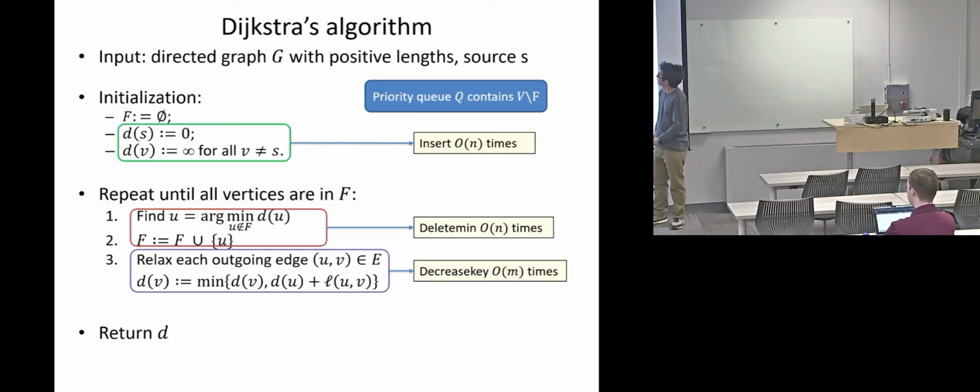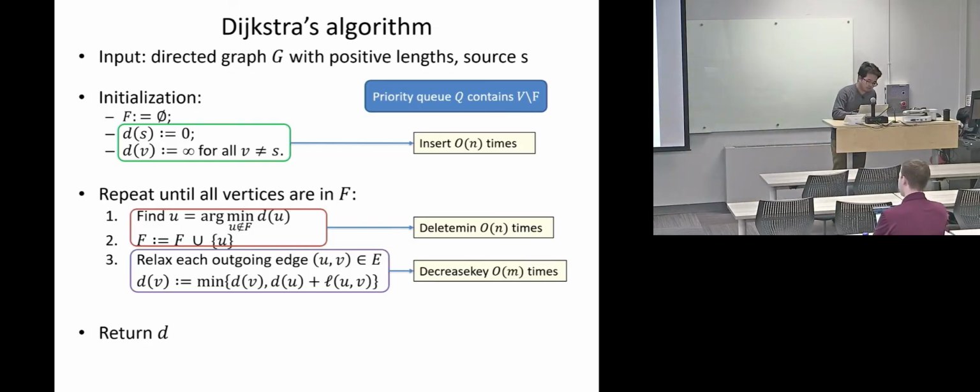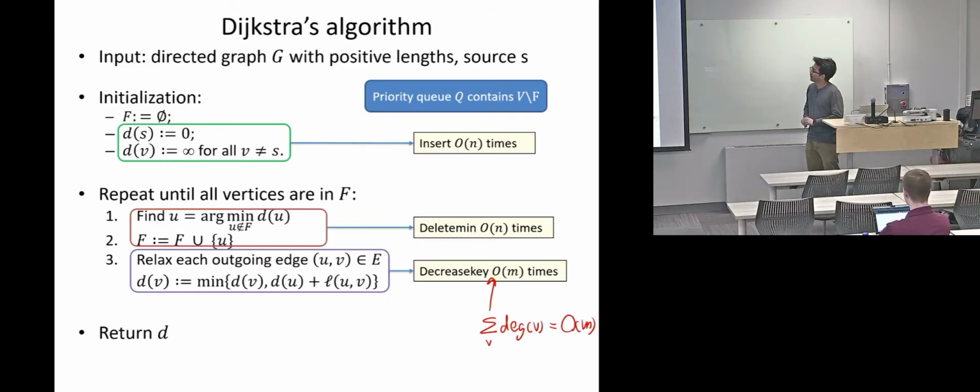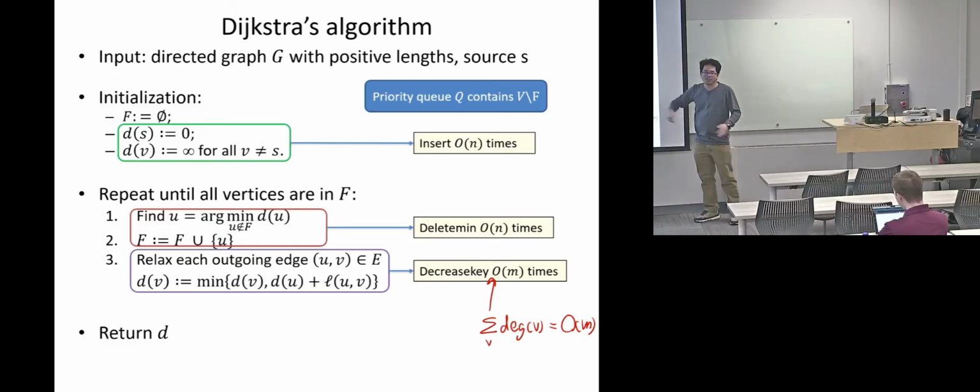So we're going to call insert n times here, and delete min n times, because that's the number of loops we do. And decrease key, how many times do we do it in total? We call this basically the sum over nodes of the degree of the node, and that's O(m). So that's the total number of operations that we call to the heap.